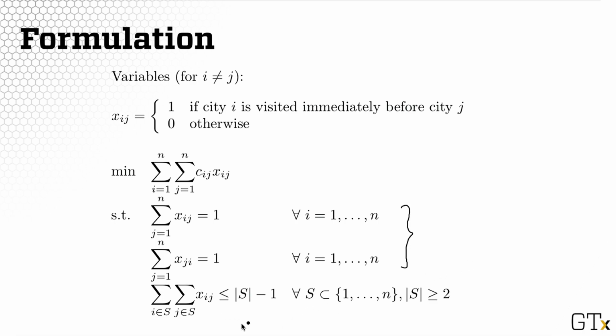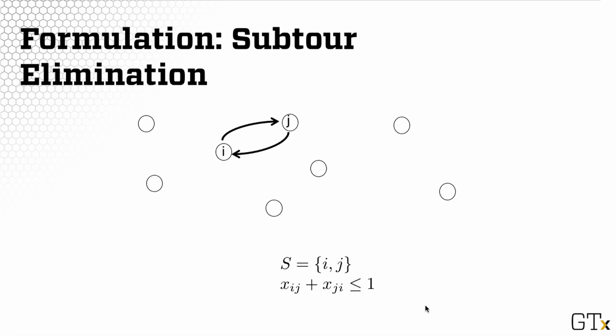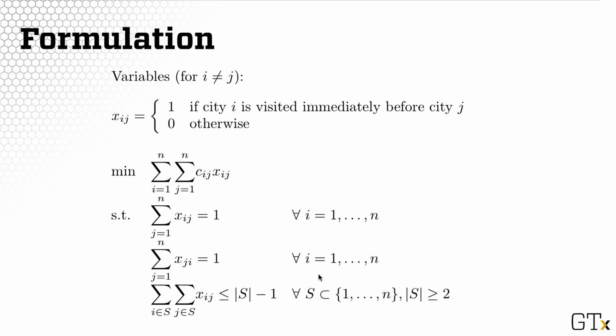But then there are these additional constraints, which I will talk about in a little more detail. These are known as subtour elimination constraints. Let's go into the next slide that talks about this. Let's look at this particular example. Here we have two cities, i and j. Now let's go back and talk about the subtour elimination constraint here.